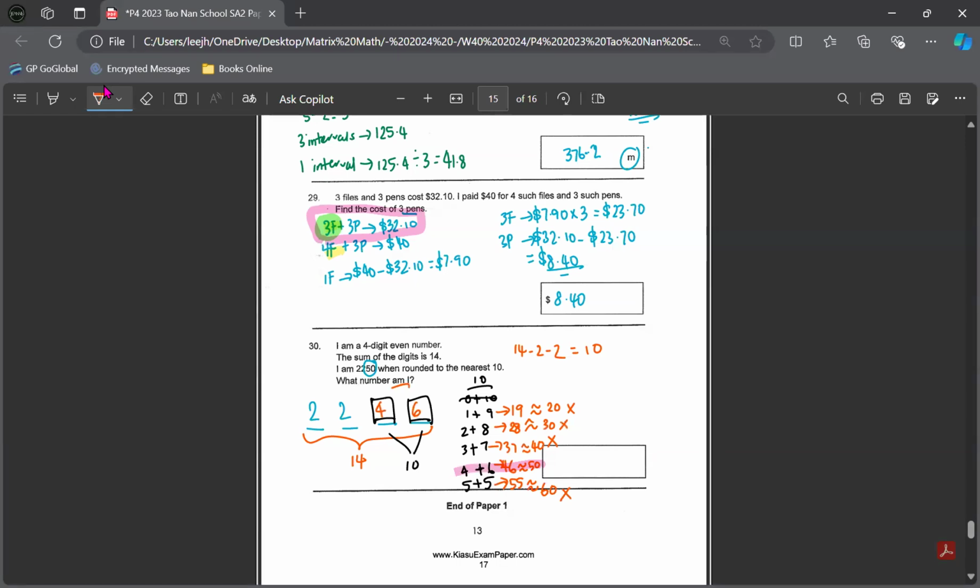So what is this number? This is an even number. So this is a 6. So that means this is correct. This is an even number. Okay. So your answer is actually 2246. Okay, we have finished the review for the exam paper.